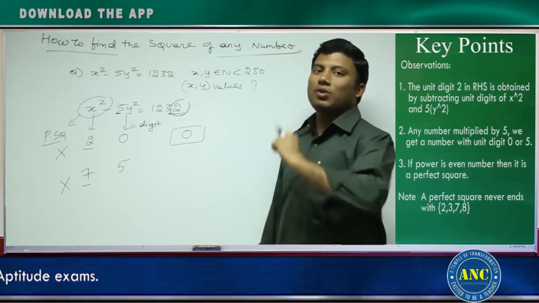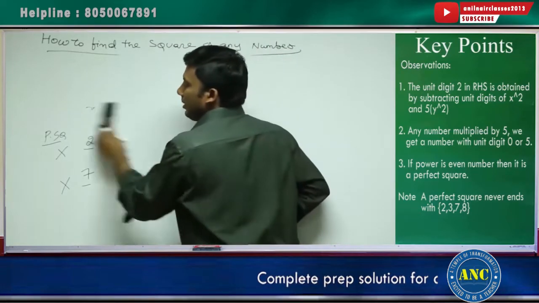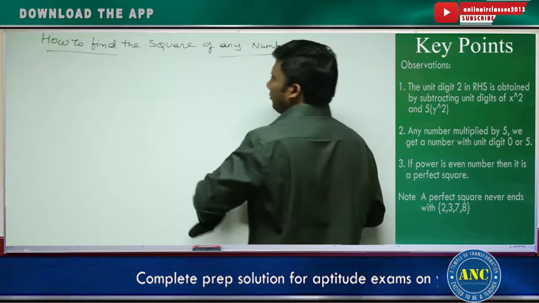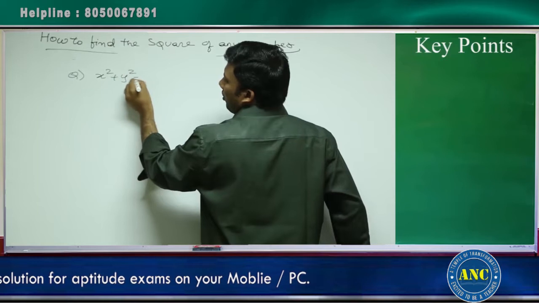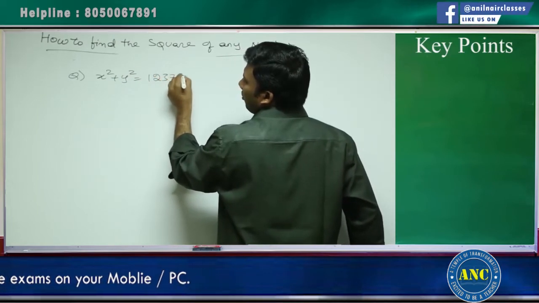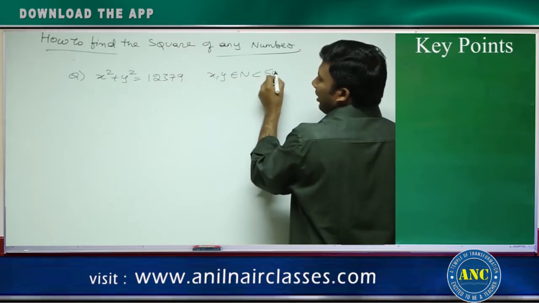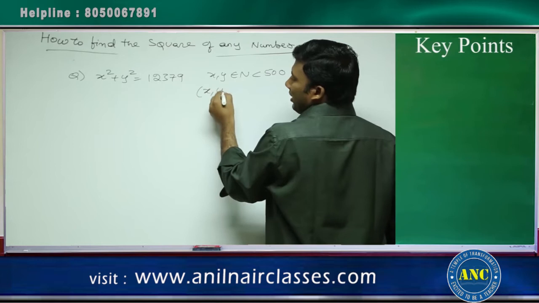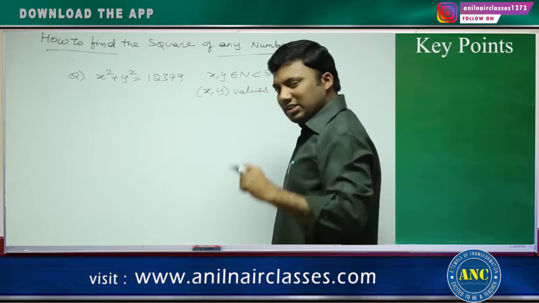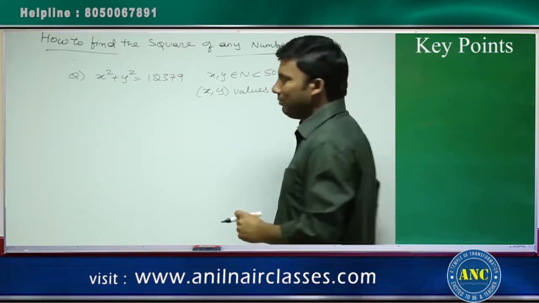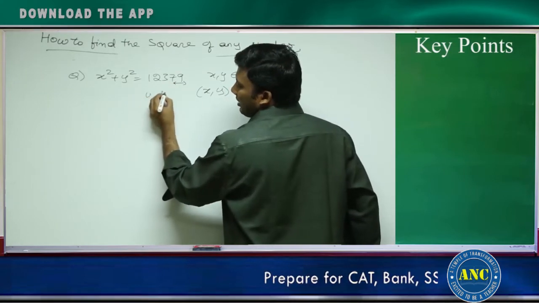Next, let us discuss one more question. x square plus y square is equivalent to 12379. x, y are natural numbers less than 500. How many values can x, y take? Use the same approach that we discussed in the last problem. This number is ending with which digit? 9. So the unit digit on the right hand side is 9.